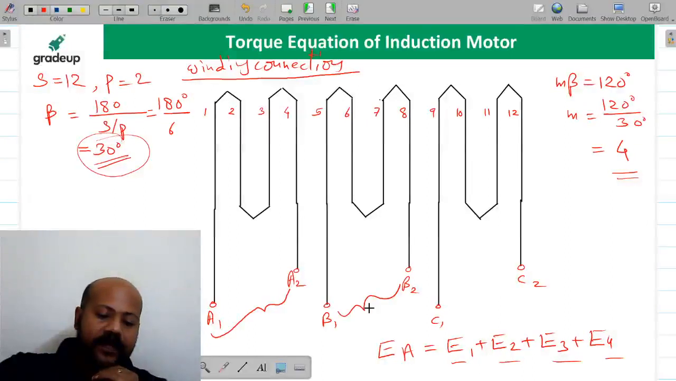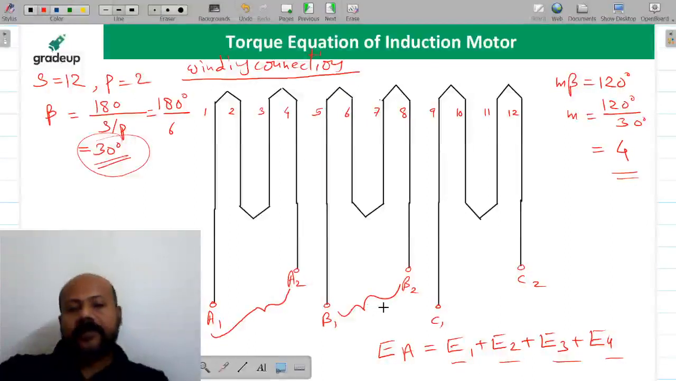Yes, Sunny, you are right. Similarly for C phase.